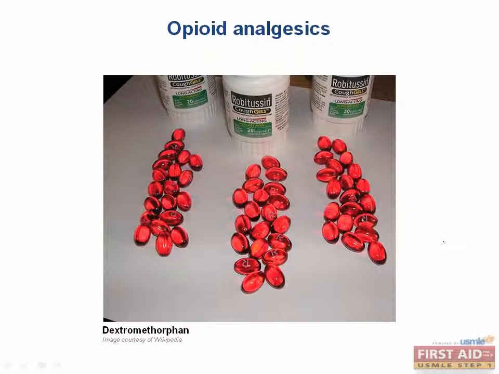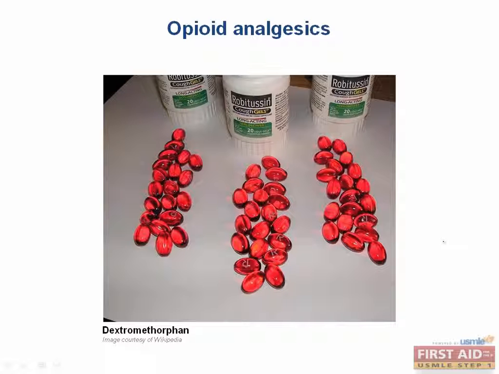Dextromethorphan is an opioid used to suppress coughing. It's an active ingredient in over-the-counter cough medications like Robitussin and NyQuil. Because constipation is a side effect of opioid use, they are frequently used by doctors to treat diarrhea.